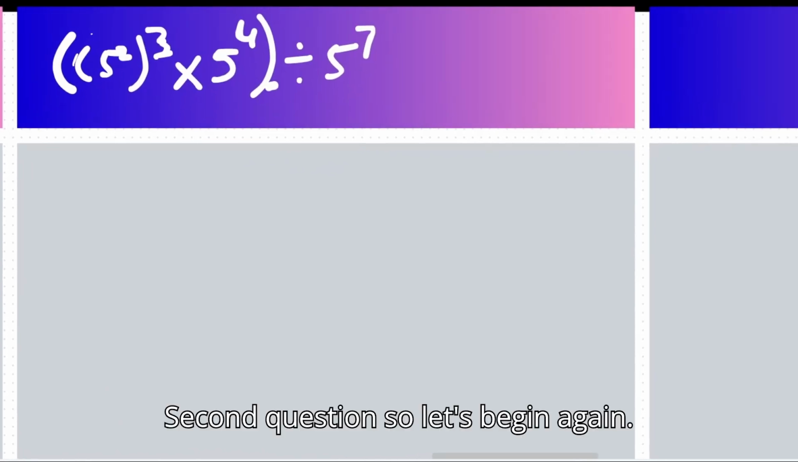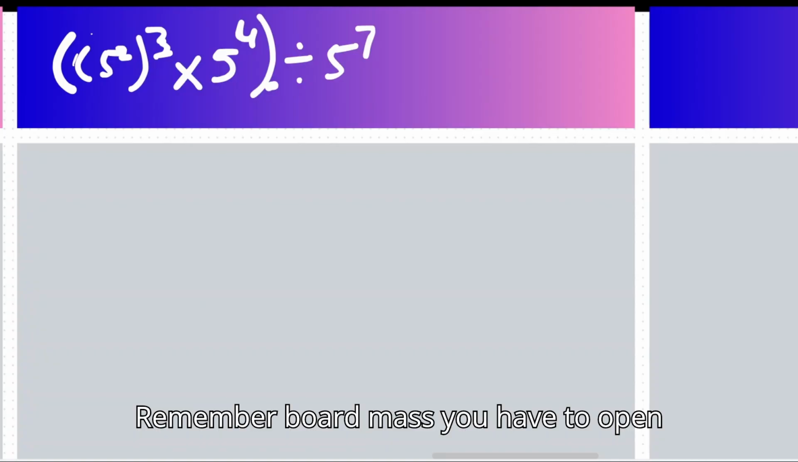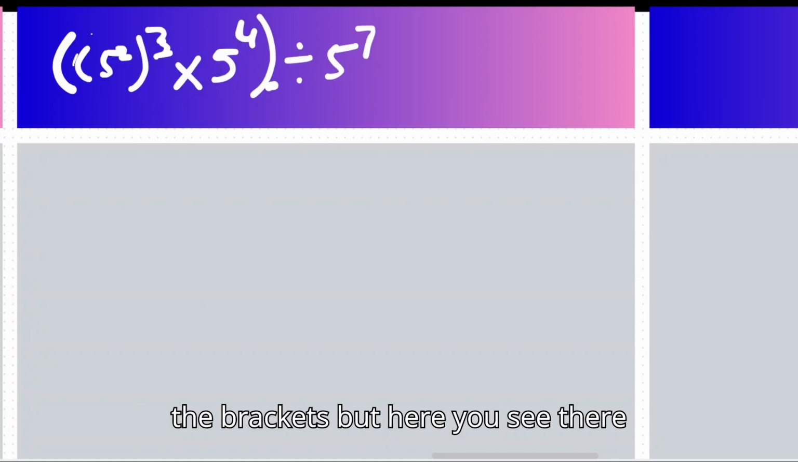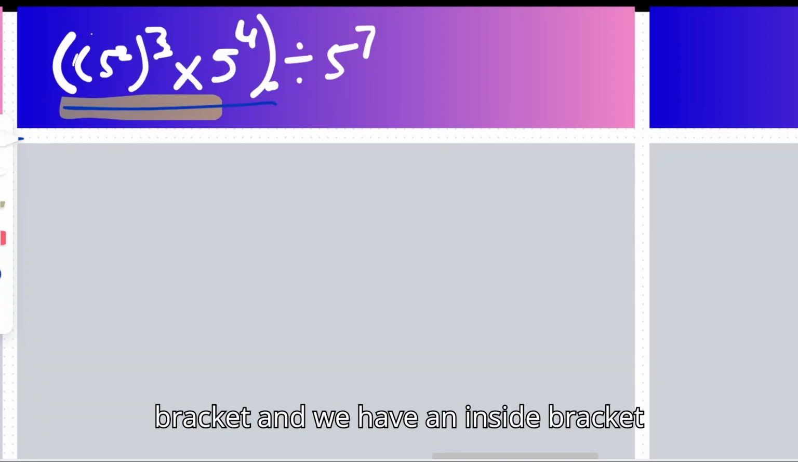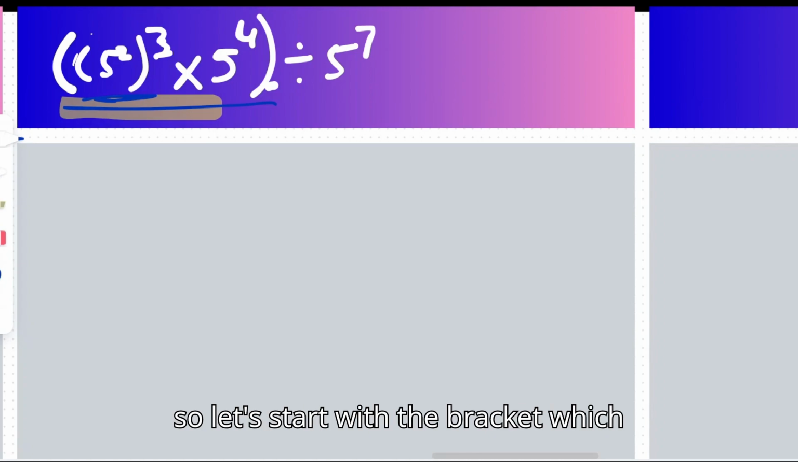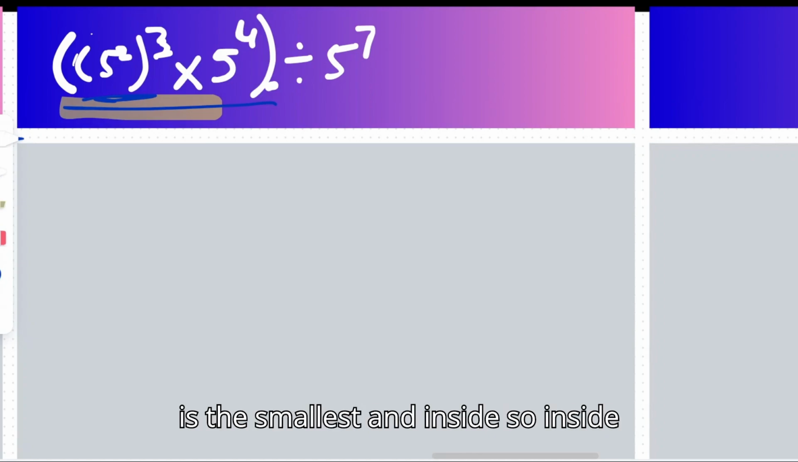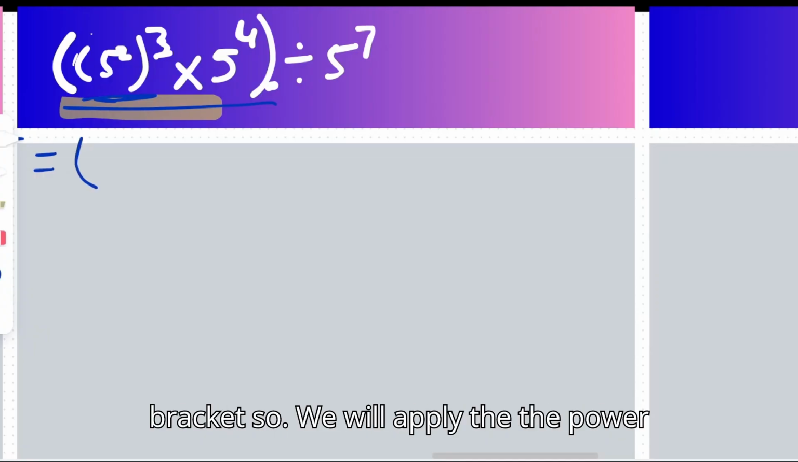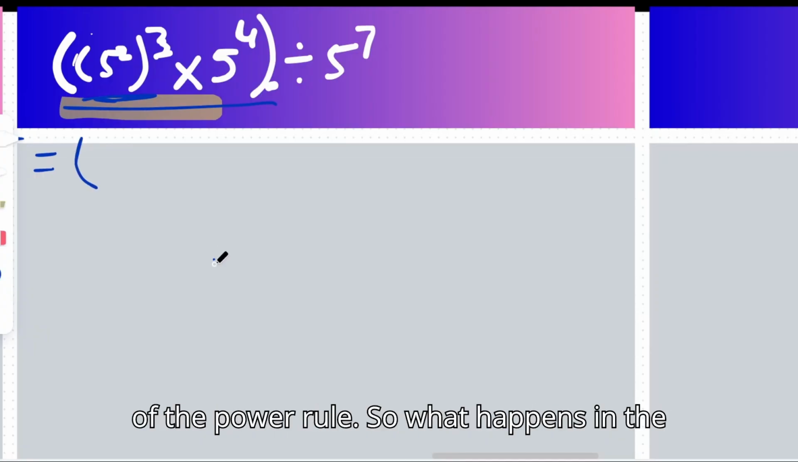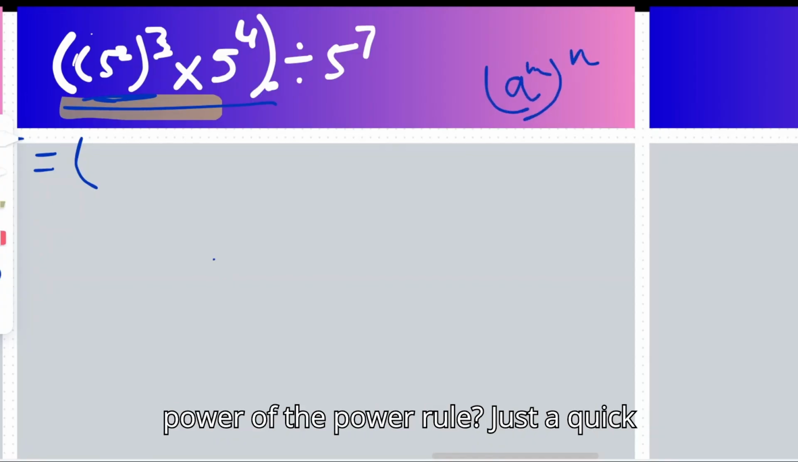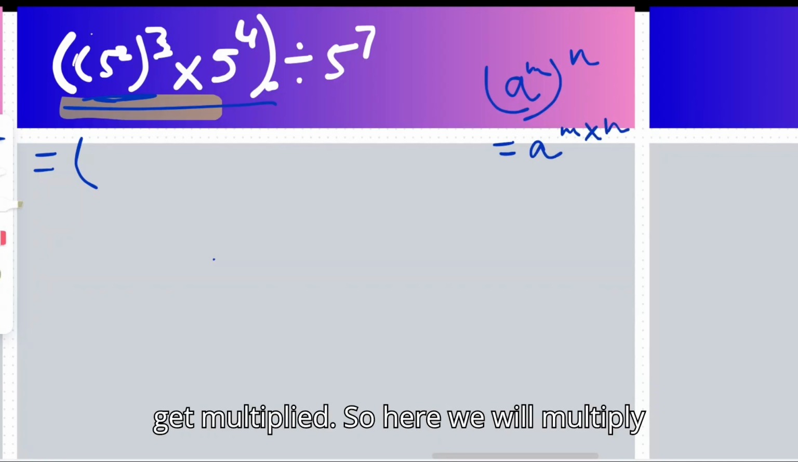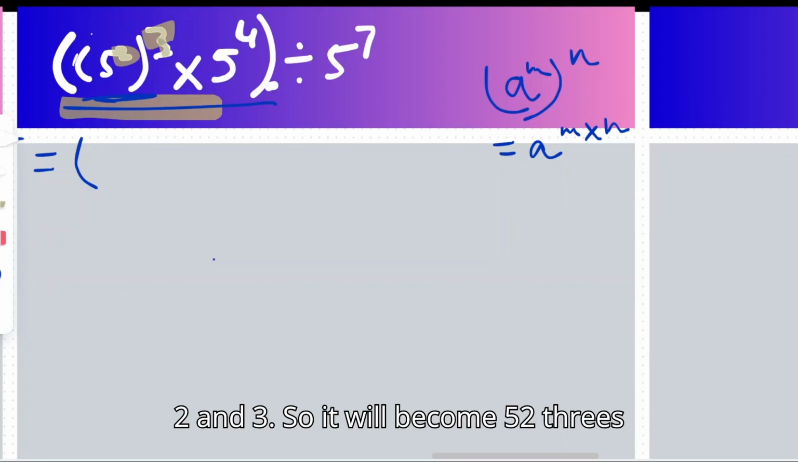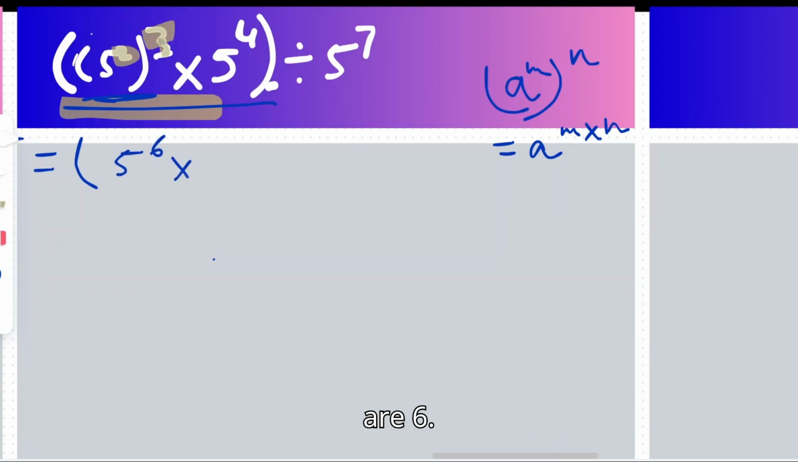Second question. So let's begin again. Remember, BODMAS, you have to open the brackets, but here you see there are two brackets. One is the outside bracket and we have an inside bracket. So let's start with the bracket which is the smallest and inside. So inside bracket, we will apply the power of the power rule. So what happens in the power of the power rule? Just a quick recall, if we have two powers, the powers are being multiplied, m and n will get multiplied. So here we will multiply 2 and 3. So it will become 6, 2 3s are 6.